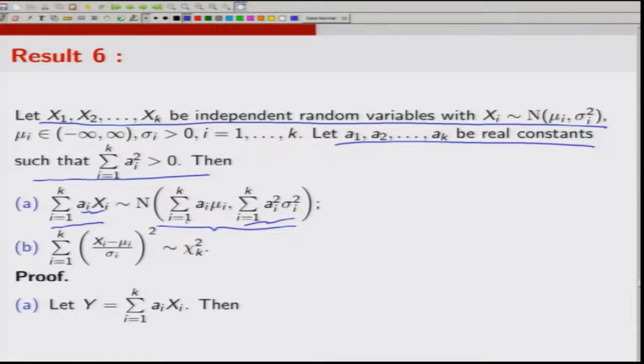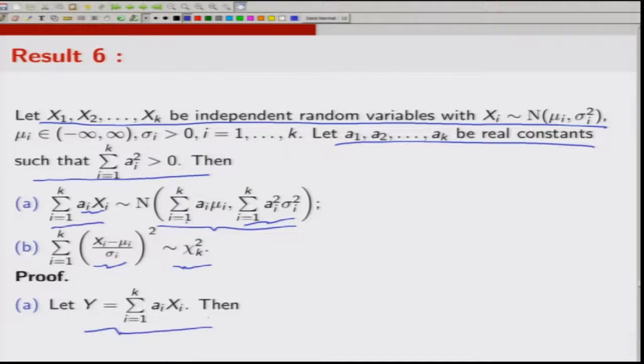Now we also know that if X is Normal(mu, sigma squared), then (Xi minus mu_i) by sigma_i is Normal(0, 1). So its square would be chi square 1. And since the Xi's are independent, their squares would be independent. So by the reproductive property of chi square, this will have a chi square k distribution. So let's try to do this.